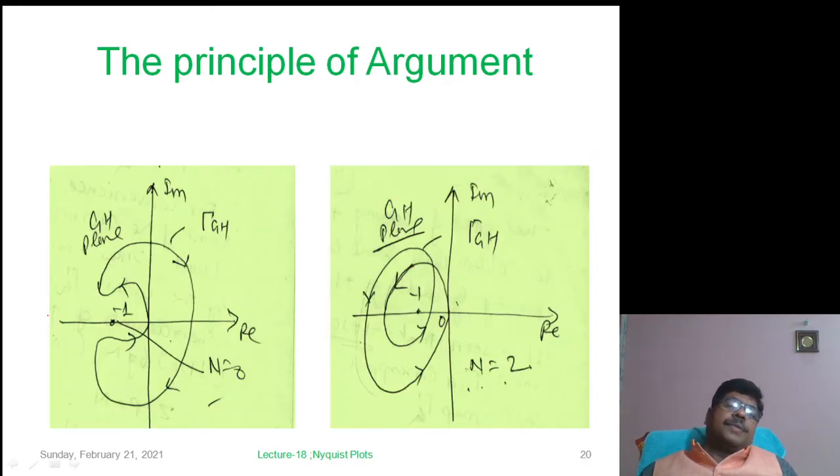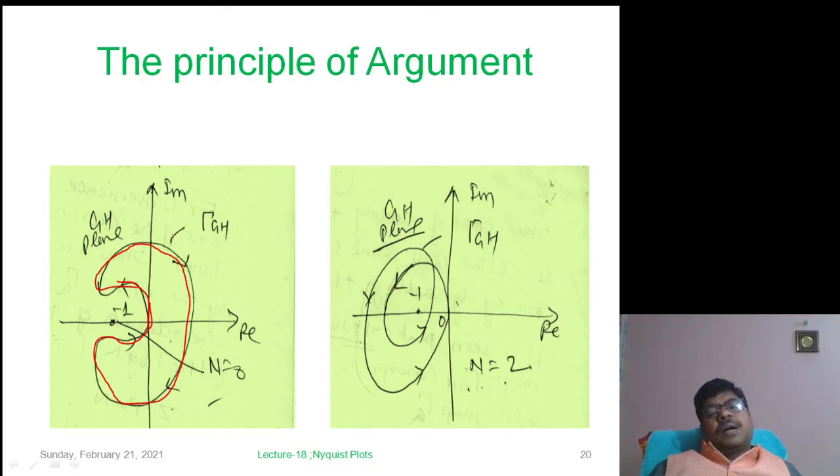So, here in this case, what happens? The contour moves like this in a clockwise direction, it is also a clockwise direction like this. But even though it has moved in a clockwise direction, in the GH(s) plane it has not encircled the critical point -1 plus j0, meaning the encirclement is 0. So, the number of zeros is equal to the number of poles.